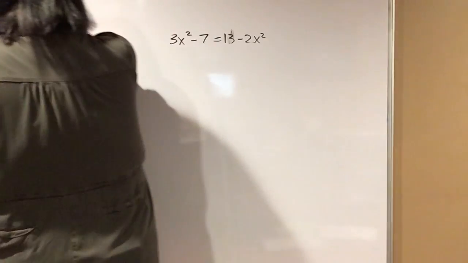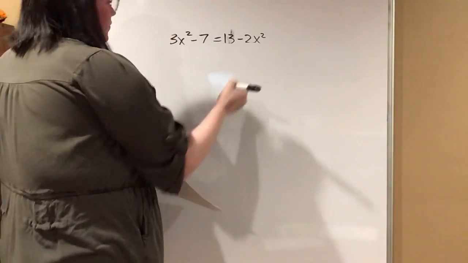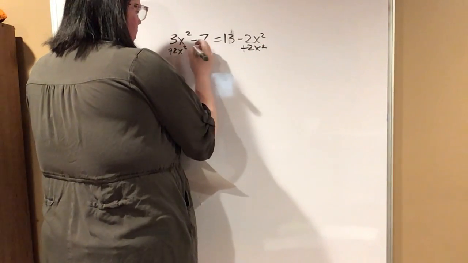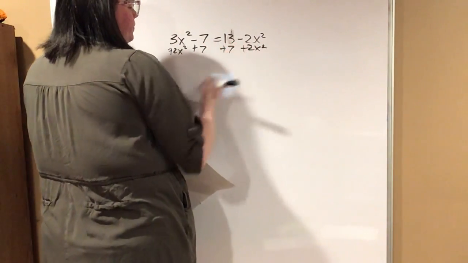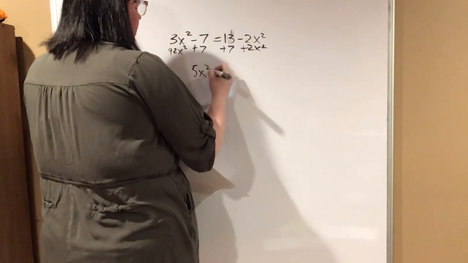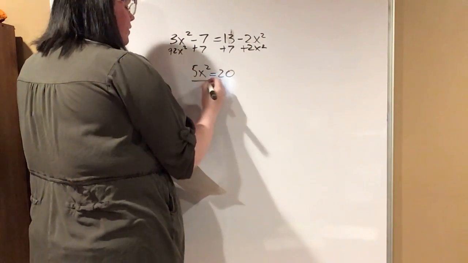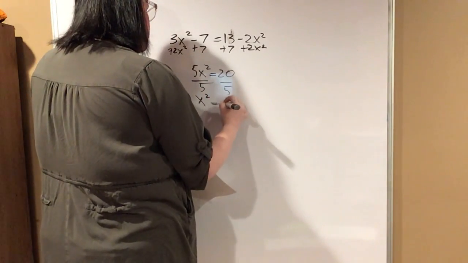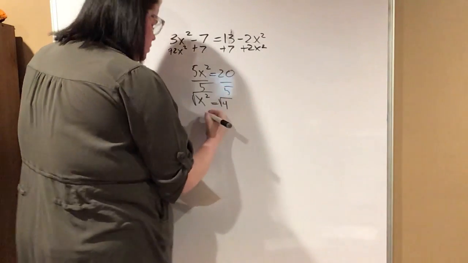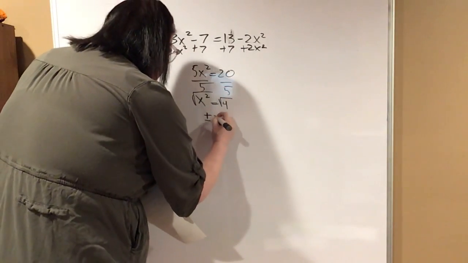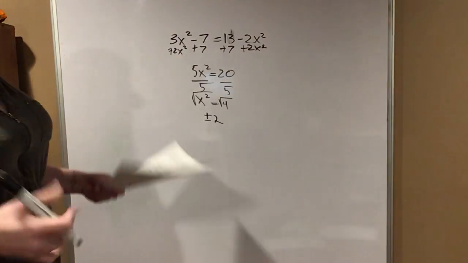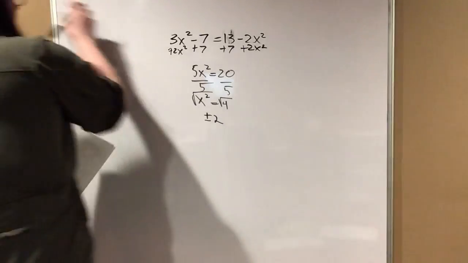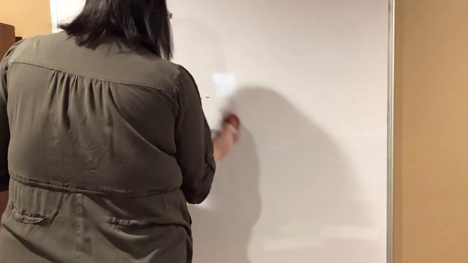Let's try it the way I did it on my paper. So I actually did this. I added the 2x squared, and then I added my 7. So I have 5x squared equals 20. Divided by 5, x squared equals 4. And then I took the square root. So it should be plus or minus 2. And if we plug that back in, it should work. So I was looking at the wrong problem. That's why I was freaking myself out.